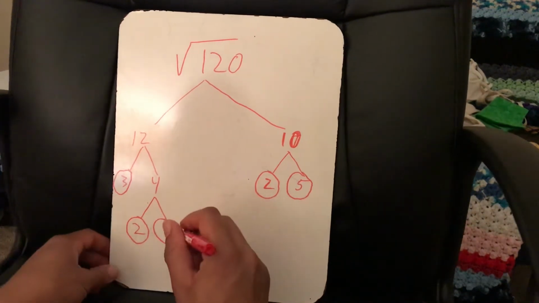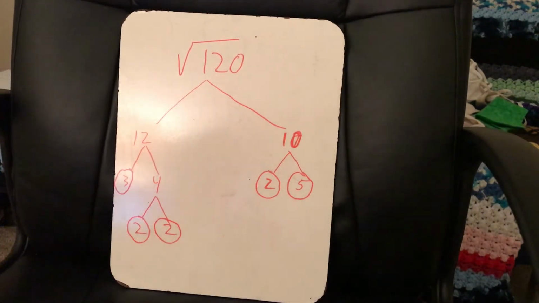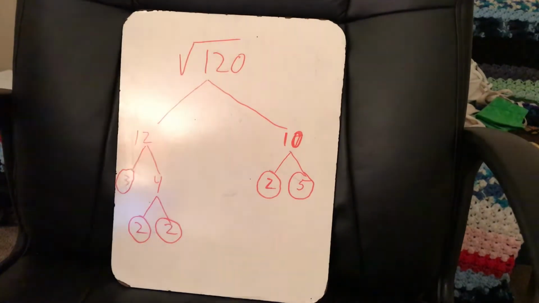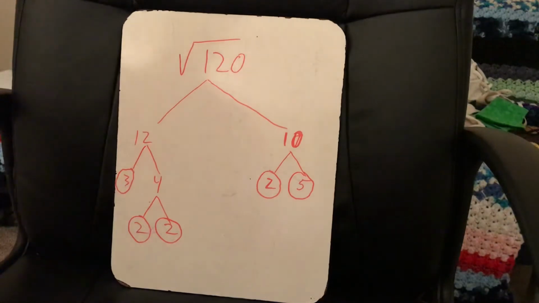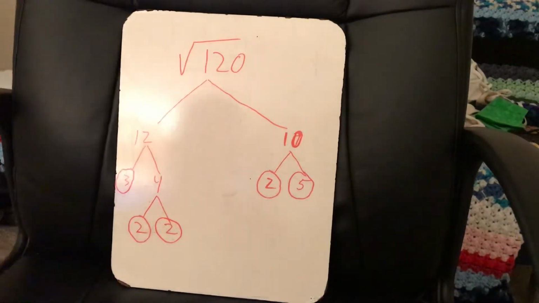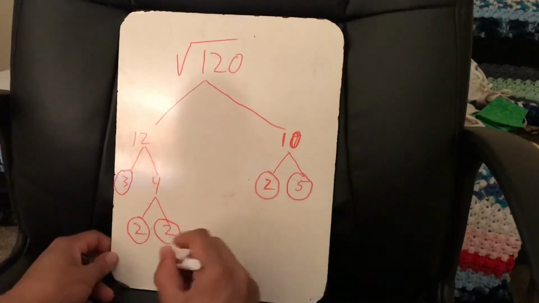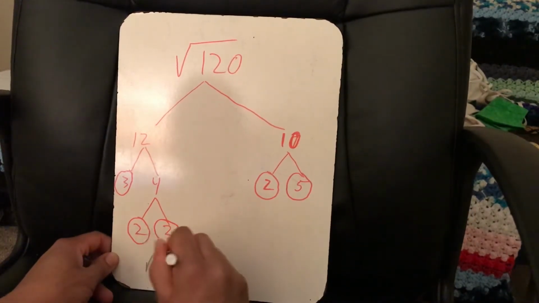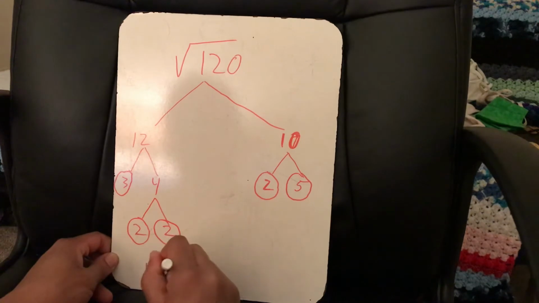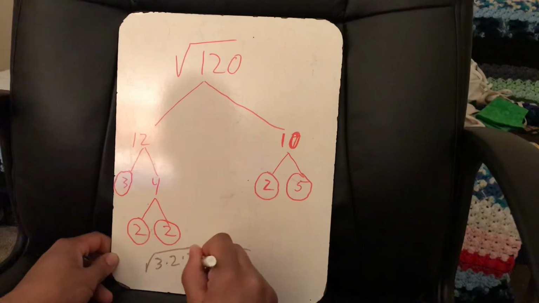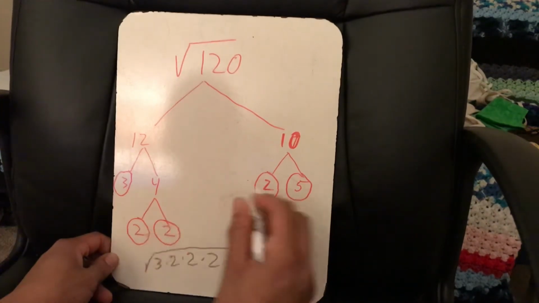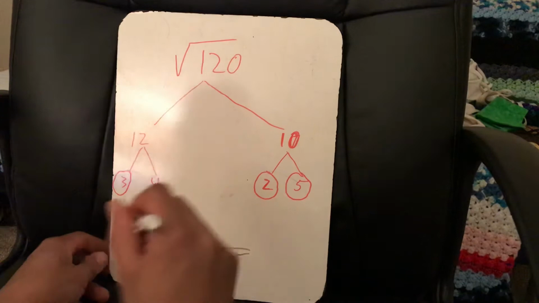So we're going to rewrite them all down here. I'll rewrite them in a different color. I'm going to rewrite them in brown. So radical 120 is equal to radical 3 times 2 times 2 times another 2, so I have 1, 2, 3 2's, times 5.